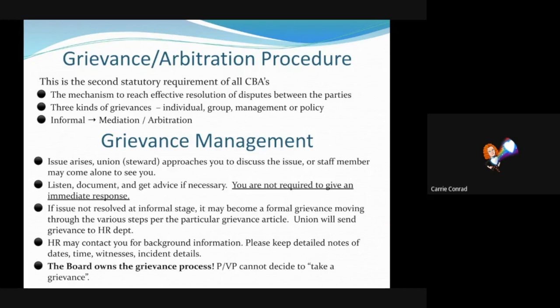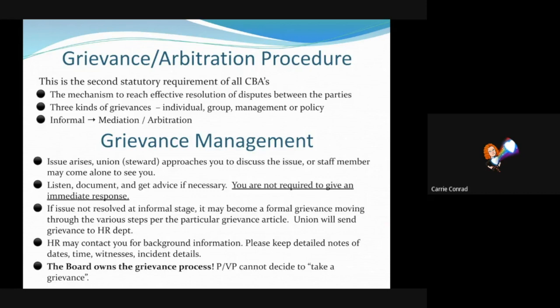Essentially, within the grievance management process, the issue arises and the union, often known as the steward, will approach you as the principal, vice principal at the school to discuss the issue, or the staff member may come alone to see you. For example, again, if we focus on a teacher, they may review the schedule and realize that they have been assigned an extra 4 minutes of supervision duty per week.